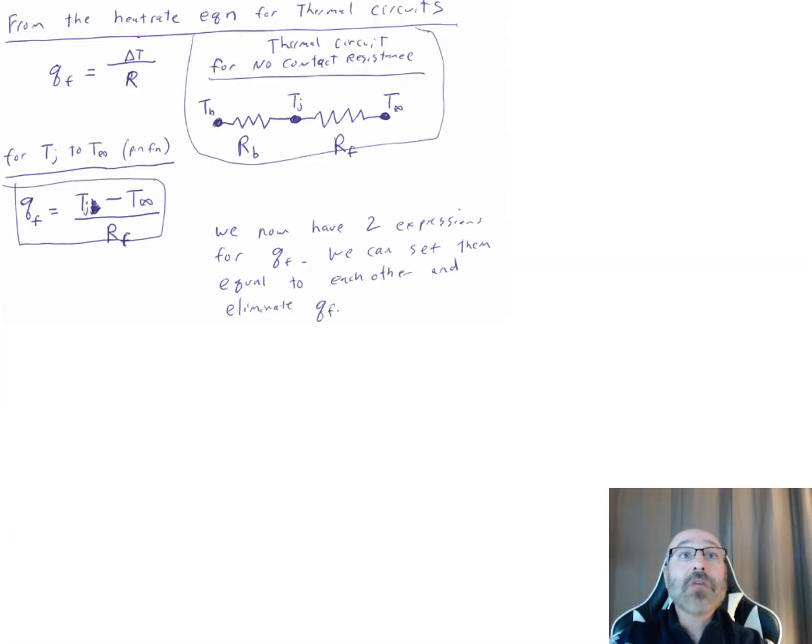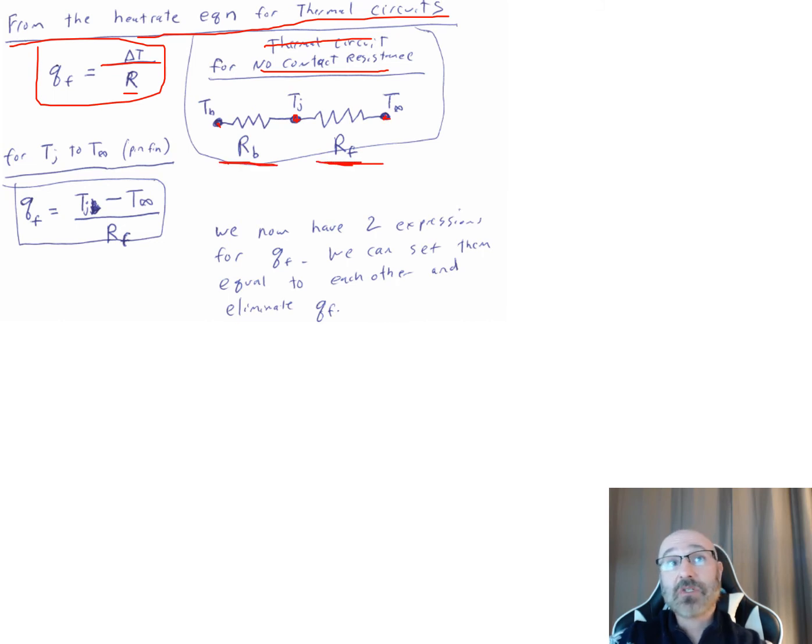So now from our heat rate equation for thermal circuits, we have the relationship that Q sub F for our fin is equal to our change in temperature, delta T, over the resistance R. So here's our thermal circuit for no contact resistance. We have the temperature of our base, T sub B, the temperature of our junction, T sub J, and the temperature of the surroundings, T sub infinity, where that's the resistance across the base, and that's the resistance across the fin. So from our junction to the surroundings, that's the pin, we have Q sub F for our fin equal to the temperature at the junction minus the temperature of the surroundings over that R sub F value. So that's to get from there to there for our fin.